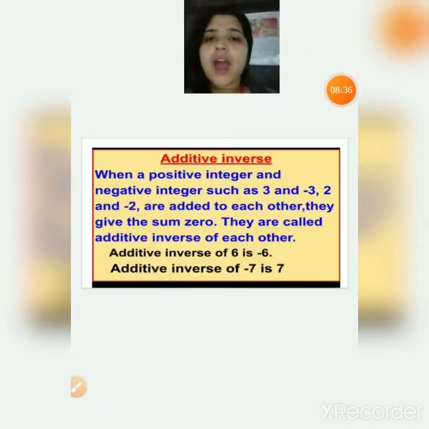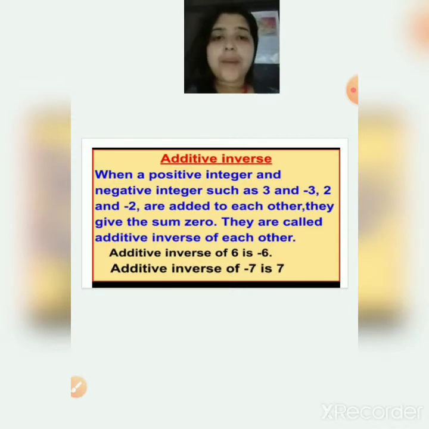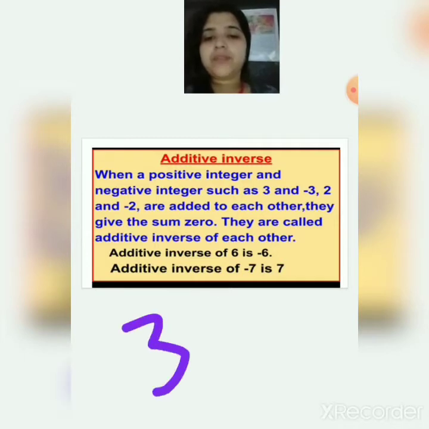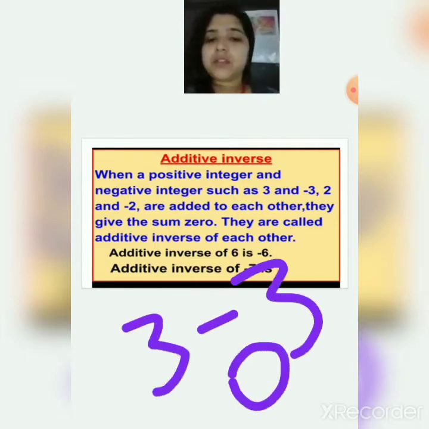Now we have additive inverse. As the name itself says, inverse means just opposite. When a positive integer and a negative integer such as 3 and minus 3, and 2 and minus 2, are added to each other, they give the sum 0, right? If you add 3 and minus 3, what you will get? 0, right? In the same way, they are called additive inverse. It means the two numbers whose sum is 0 are the inverse of each other.